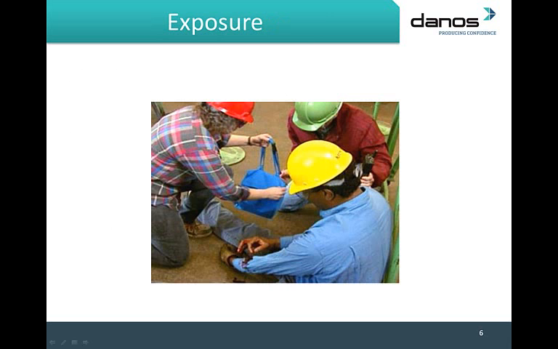If you're exposed to potentially infectious materials, report the exposure immediately to your supervisor and wash any exposed areas with soap and water.